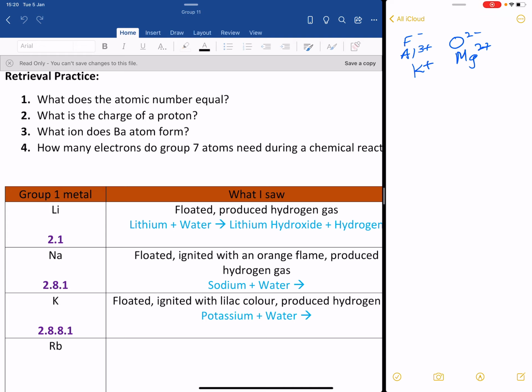Okay, so if we go on to this, number 1, what does the atomic number equal? It equals the number of protons, and it also equals the number of electrons. What is the charge of a proton? It is positive. What ion does a barium atom form? Barium is found in group 2, so it's Ba2+.